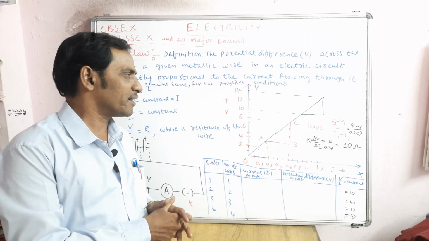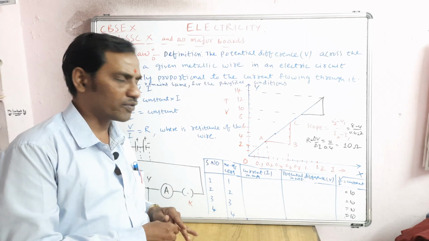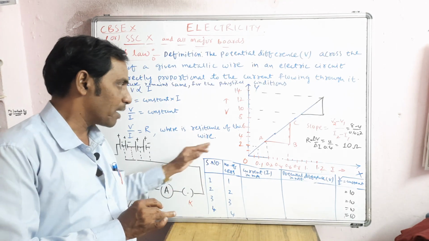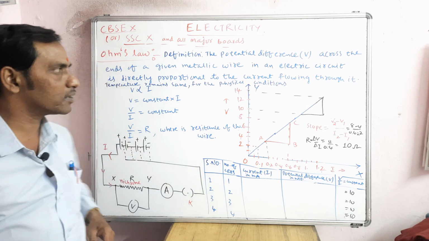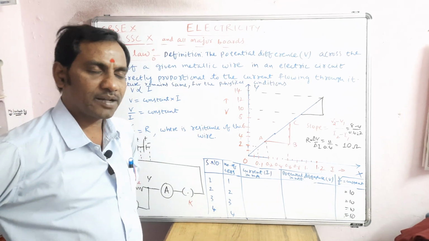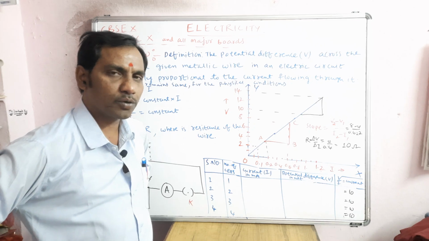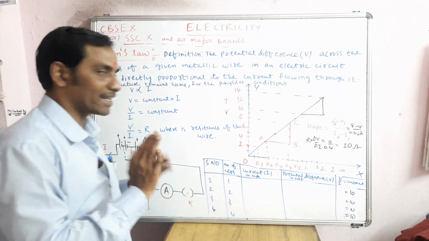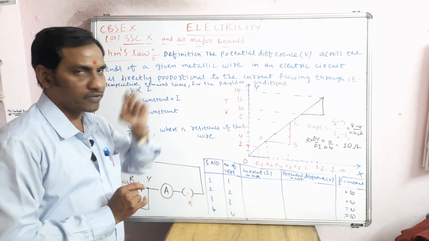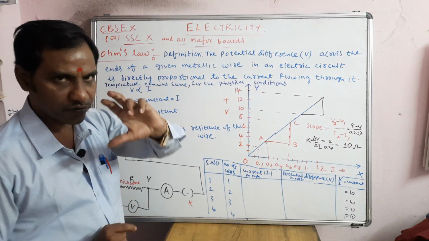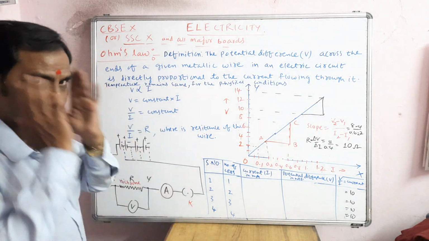And see, there are some limitations also for this. That I'll say in a minute. But if in the exam they ask you to explain or describe an activity to verify Ohm's law, you should write like this. First of all, you have to state the aim of the experiment. The aim of the experiment is to verify Ohm's law. Then you have to say the materials required.